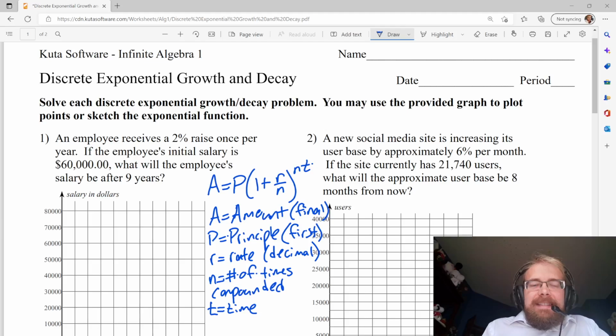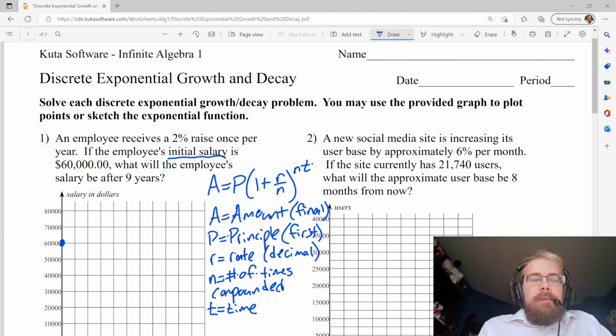So let's, you know what? Because I have so much going on here for number 1, let's just go ahead and graph it and start with that, right? So if the employee's initial salary, in year 0, is 60,000, that's going to be right there. So the initial salary is 60,000.